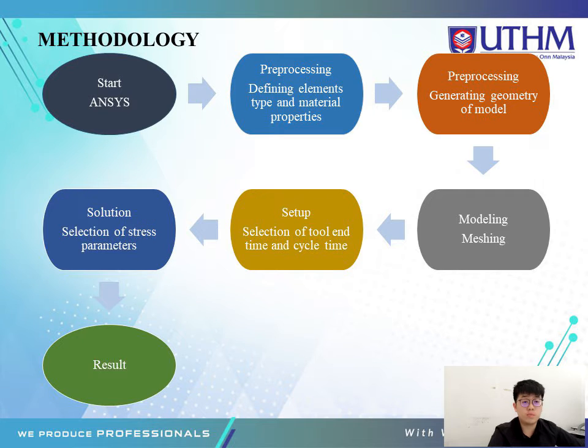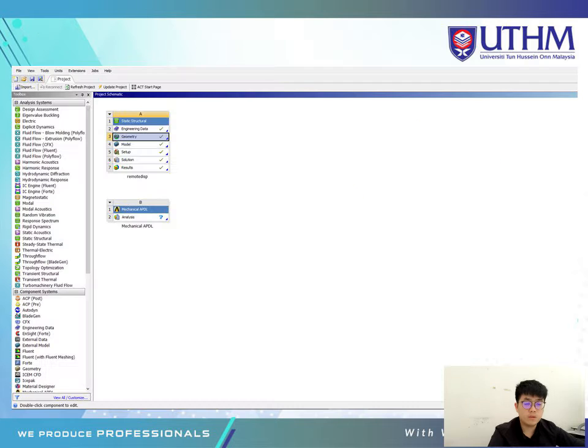For the methodology part, the first part is defining the element type and the material properties. First is to generate the geometry of the model. Then is the processing of meshing size. Then is the setup for cycle time. Then is the selection of stress parameter for solution. And lastly is the result output. Next, I will be showing how I did my modeling in ANSYS.